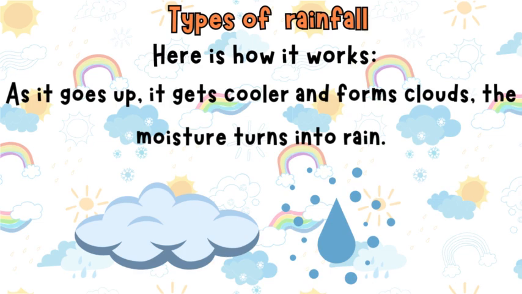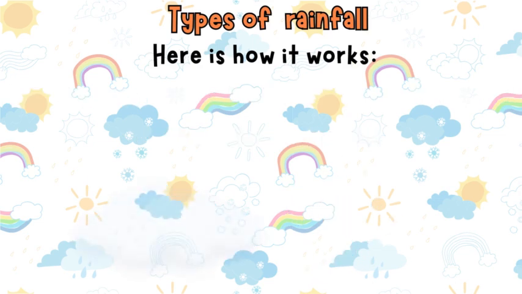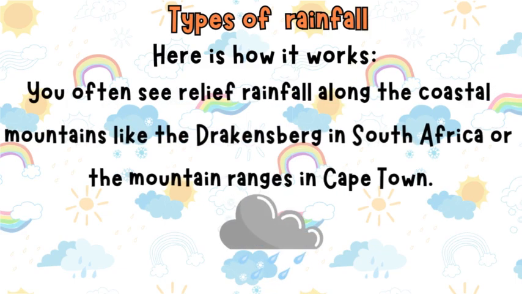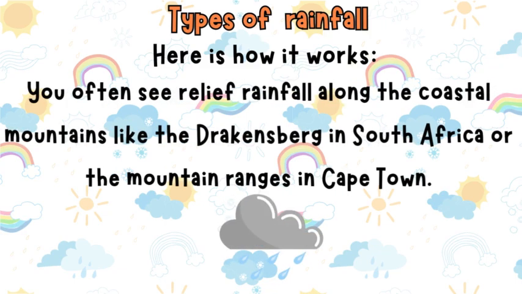The moisture turns into rain on the windward side of the mountain. The air that comes down on the other side is dry. That's called the rain shadow area. You often see relief rainfall along coastal mountains like the Drakensberg in South Africa or the mountain ranges in Cape Town.